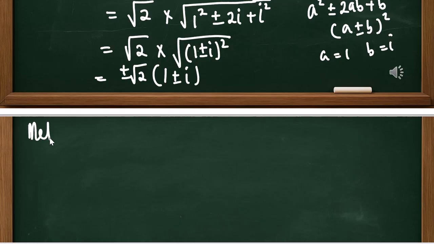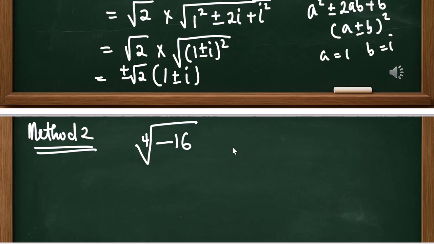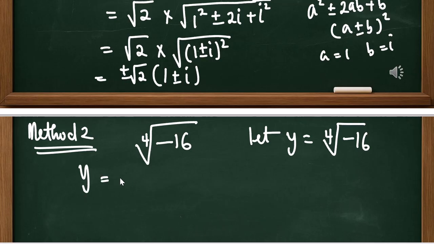Now what about method 2, which is more explanatory and more mathematically proven? For method 2, we are interested in getting the fourth root of negative 16. The first thing I'm going to do here is let y be equal to the fourth root of negative 16. So here you can say that y to the power of 4 equals negative 16.